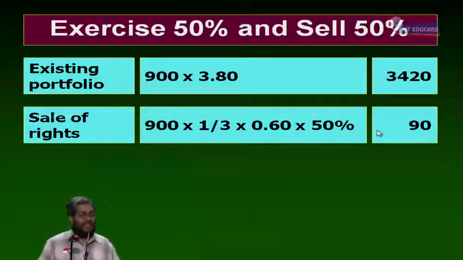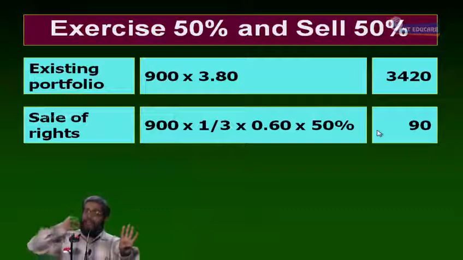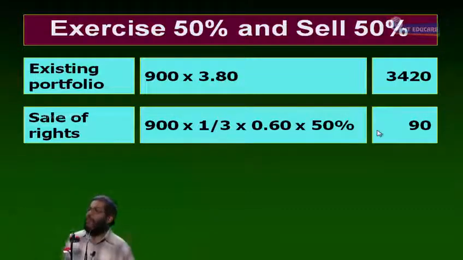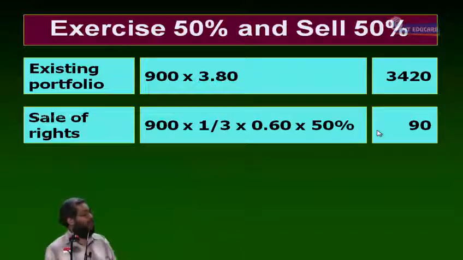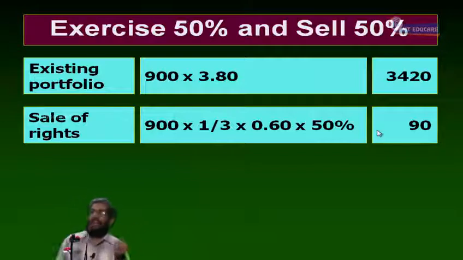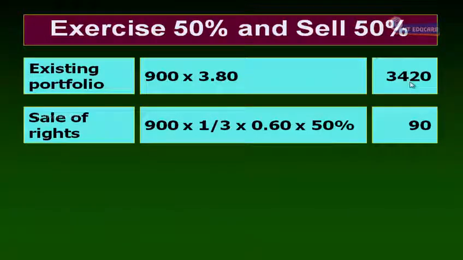So what happens is, 900 shares you are holding, of which 1/3 is the rights issue, rights offered to you for how many shares? 300 shares, of which you sold only 150 rights at 60 paise. This 90 rupees is cash. Tell me, this 3,420 rupees is investment. The investment account has shares, investment 3,420, and this 90 is cash. I am telling you, our personal balance sheet.